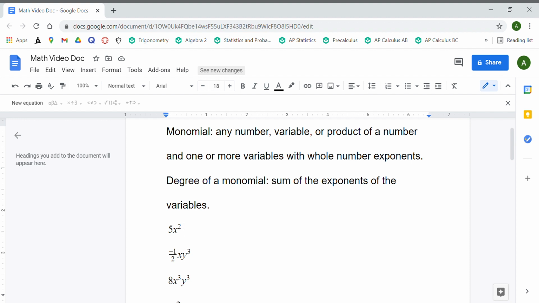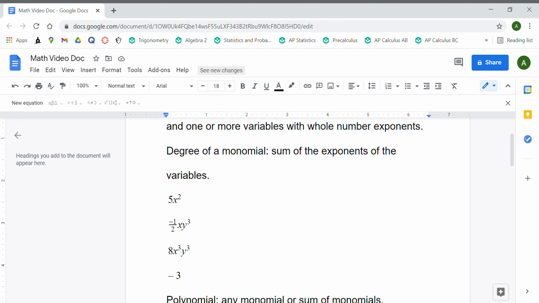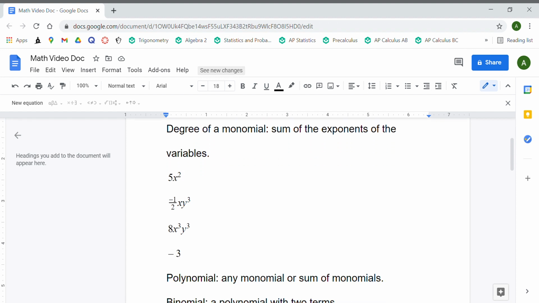Alright, so let's take a look here. We can find the degrees of these monomials here. So 5x squared, that's your first one. To find the degree, we must only look at the exponents. So we have only one variable with an exponent, and if we look at the exponent, that's our degree. The exponent is 2, so the degree of 5x squared is 2.